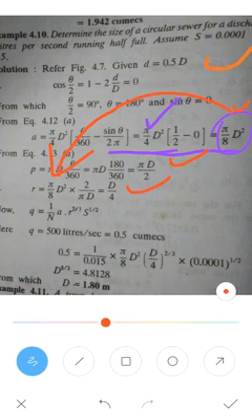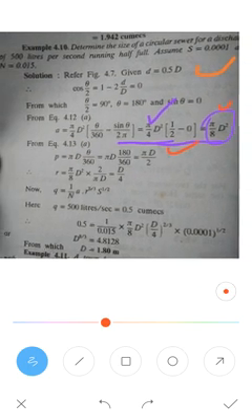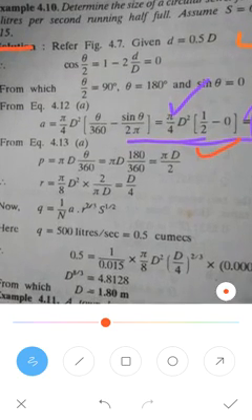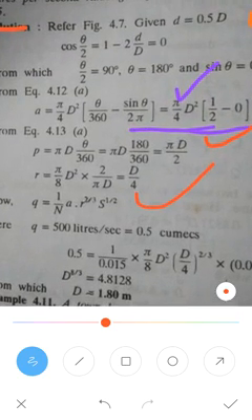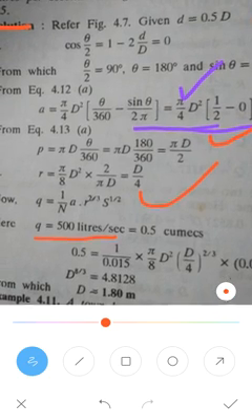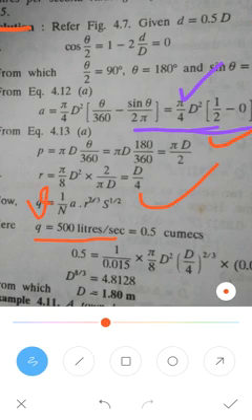Okay, so take the r value and s value, and the n value is given here only. So substitute all values in this formula. Q is given, 500 liters per second. Manning's formula is this one. Actually, v is equal to, A will not be there. V is equal to 1 by n, r to the power of 2 by 3, s to the power of 1 by 2.